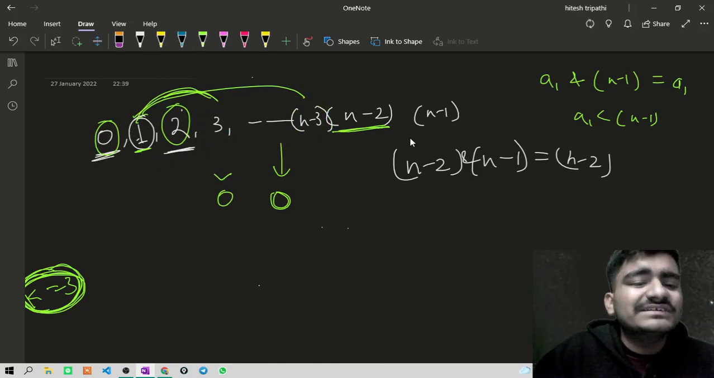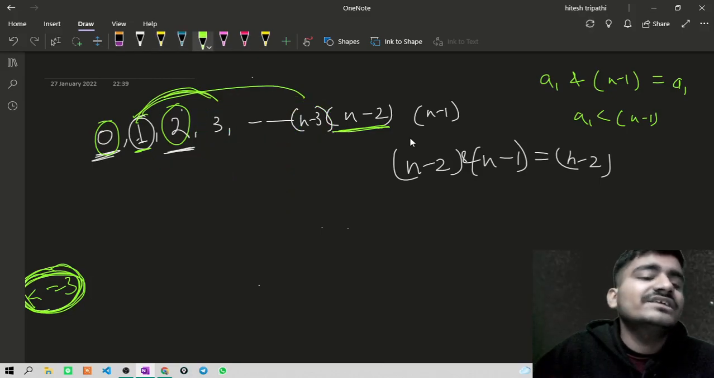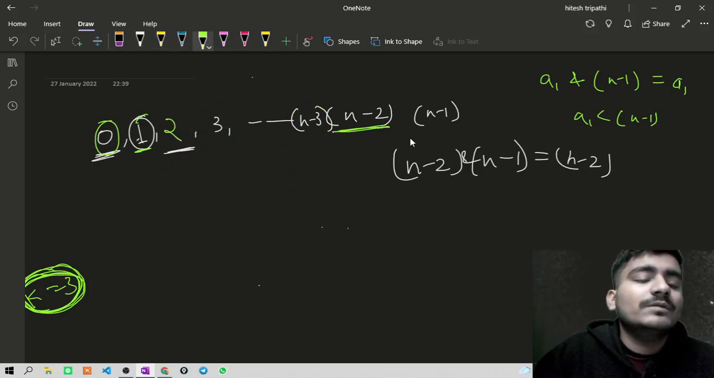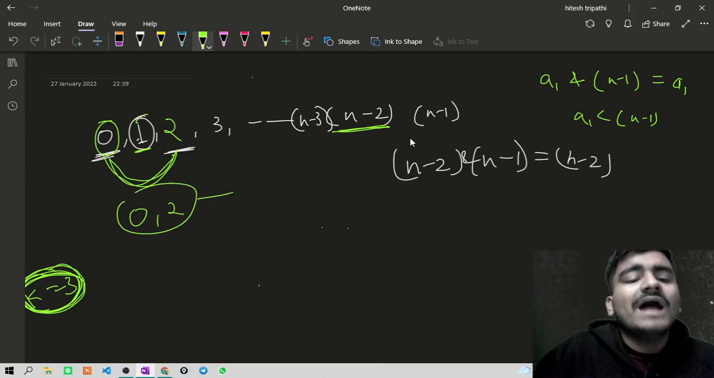Okay, simple thing. Now one more pair will be left, and that pair will be 0 and 2. Okay, and the bitwise AND of 0 and 2 will simply be equal to 0.